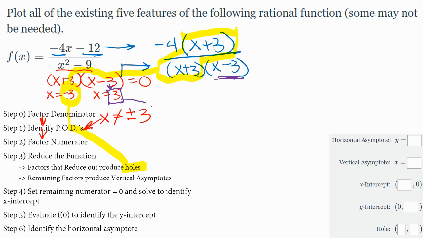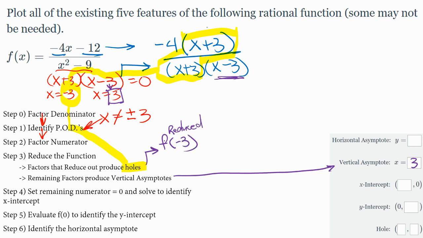So sorting through our process here. So vertical asymptote is x equals 3. And the hole, I have to do a little bit more work. I have to find f of my reduced version, not the original one, the reduced version, which I don't quite have yet because I didn't cross it out, of -3.